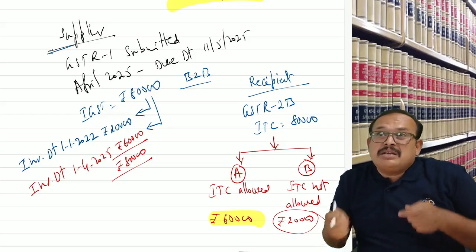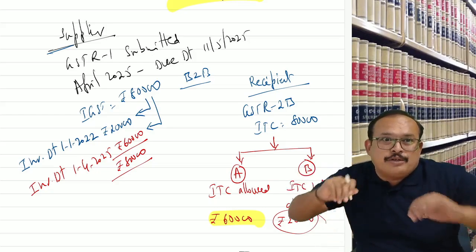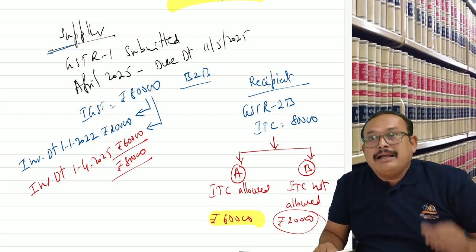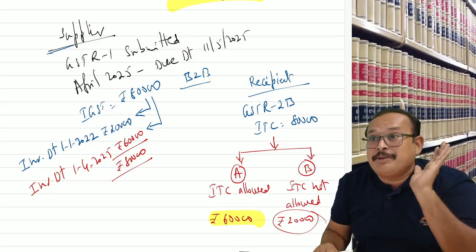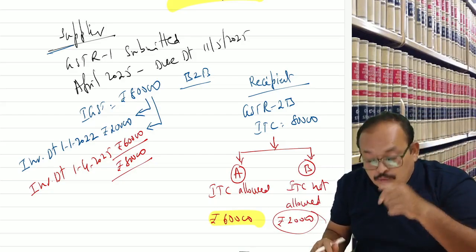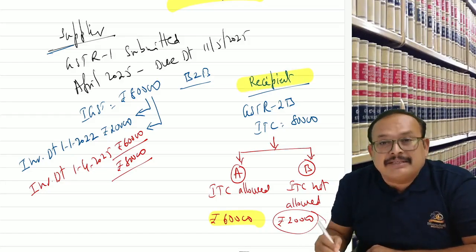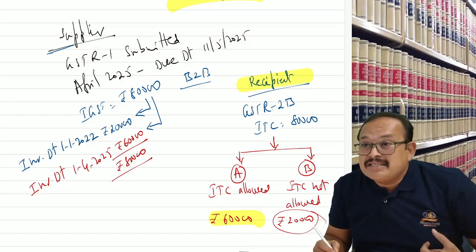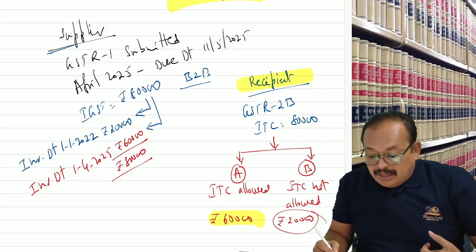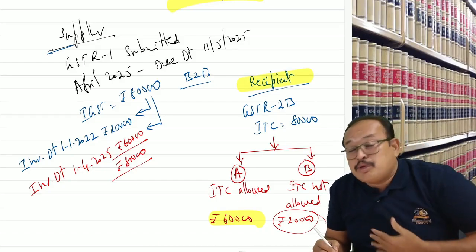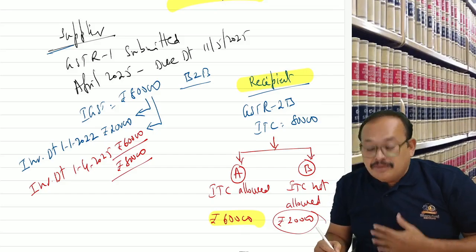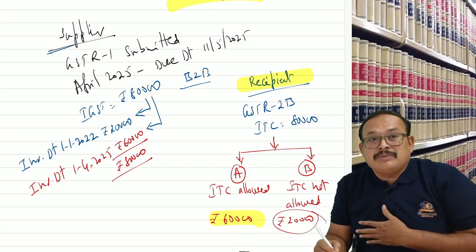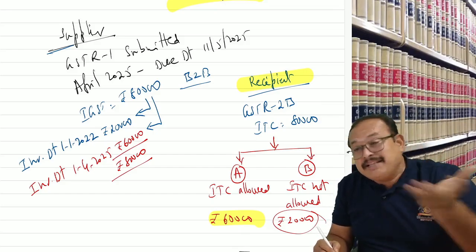Sir, GSTR 3B I can alter, no, sir? I can take more credit, no, sir? Yes, I avail the ITC 60,000 in the GSTR 3B. Who said this? The recipient said. He availed the ITC how much? 60,000. And his credit eligible as per 2B how much? 60,000. Eligible credit is 60,000, but he availed the credit of 80,000 rupees.